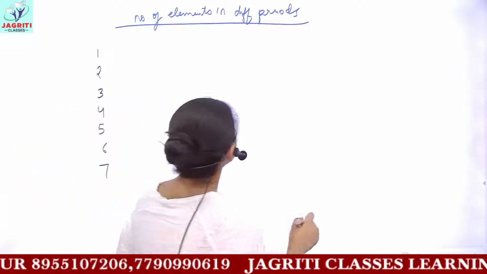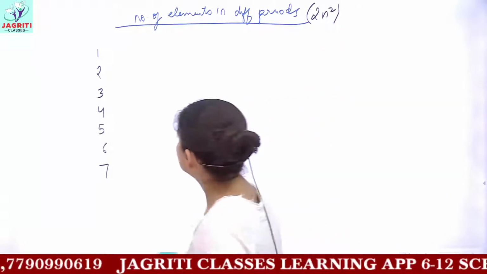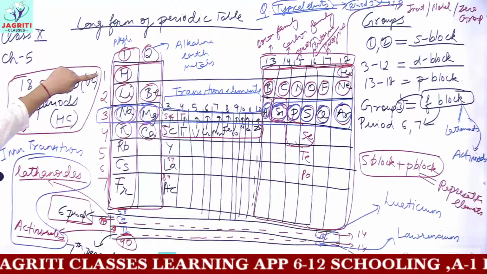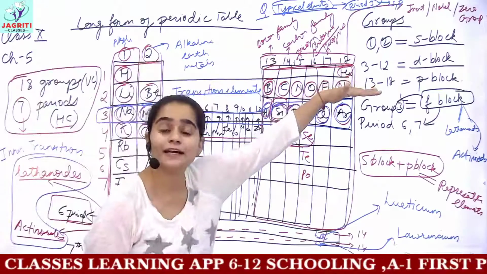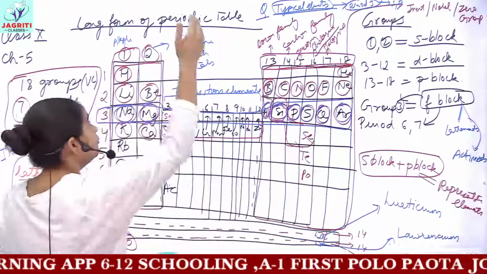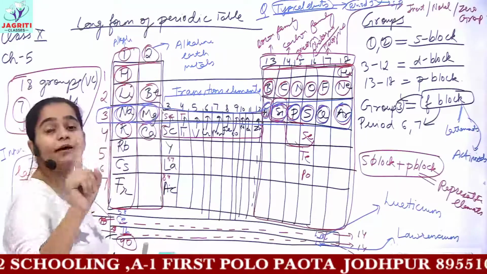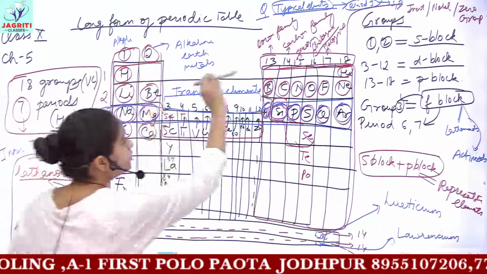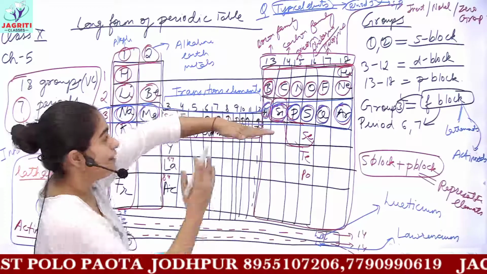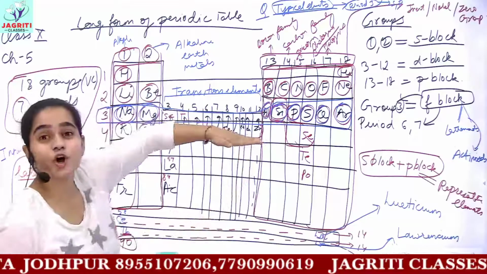The number of elements present in different periods is given by the formula 2n square. So in the first period, if you remember the previously drawn periodic table, moving from left to right, period means you have to move from left to right. Group means you have to move from up to down. Up to down is your group, left to right is your period.